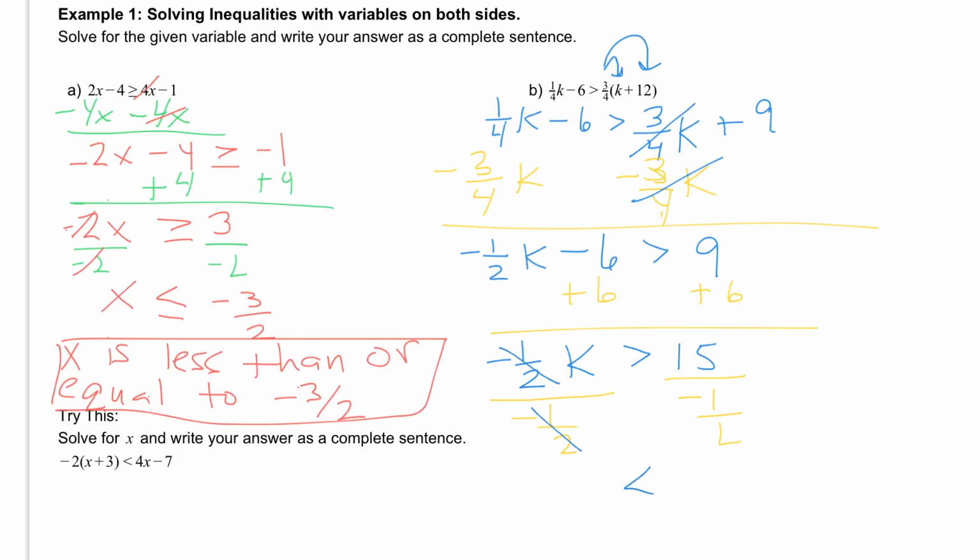The negative 1/2 will cancel and we get k. And 15 divided by negative 1/2 will give us negative 30. So in a complete sentence, this would say k is less than negative 30.